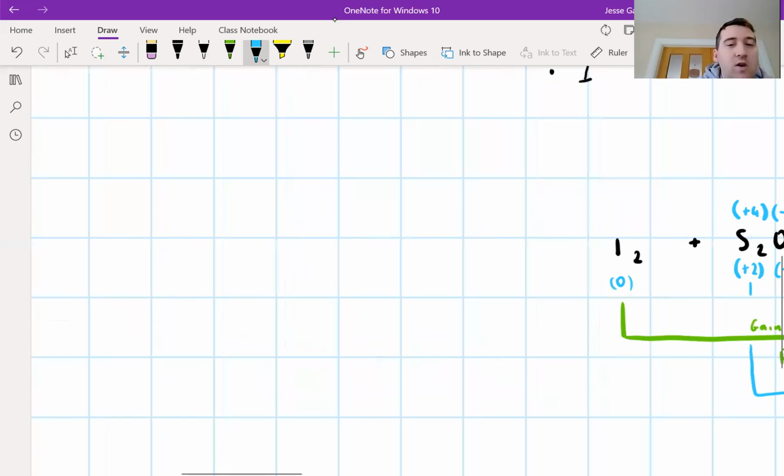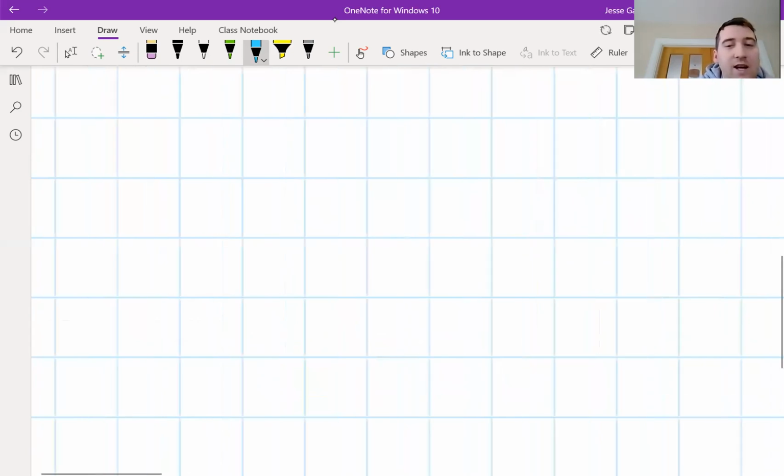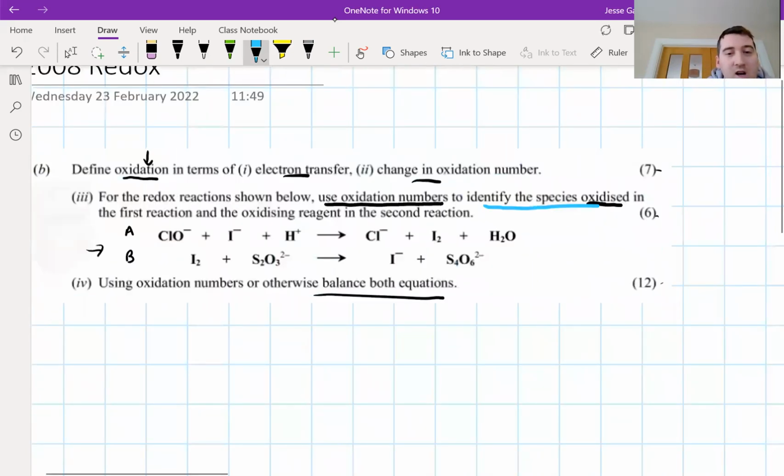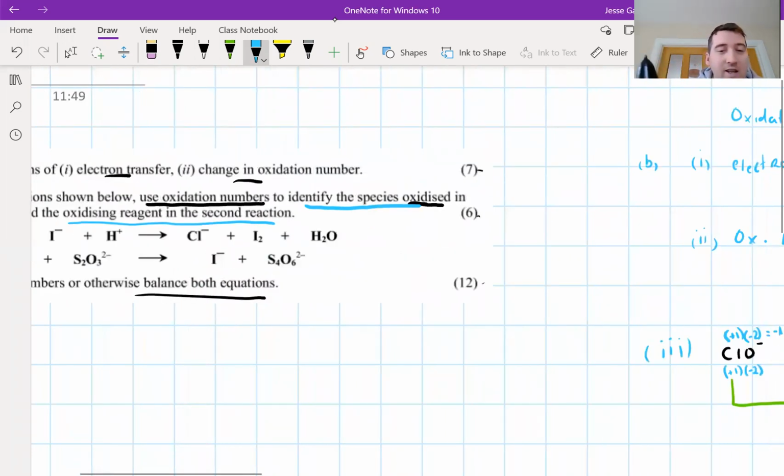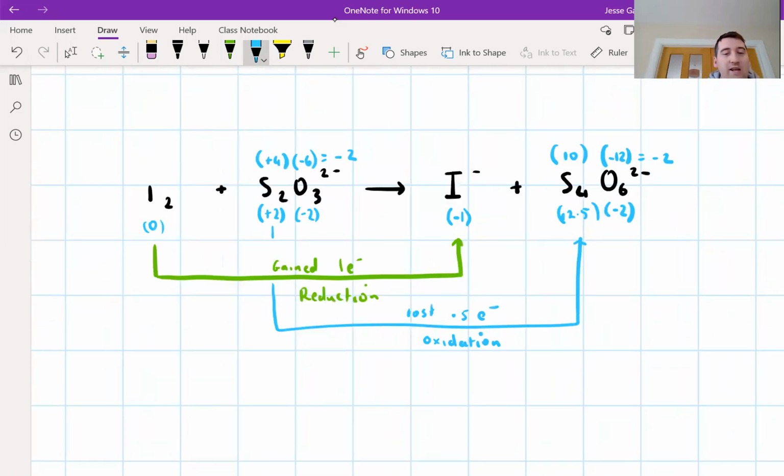Right, going back to the question to double check again, what did they ask for? They asked to identify the oxidizing reagent in the second reaction. The oxidizing reagent itself is the thing that gets reduced. So whatever gets reduced is the oxidizing agent. I'm seeing that it's the I2 that gets reduced, so it must be the oxidizing agent. So I2 is the oxidizing agent. Right, so take a minute to double check over what we did there and make sure that you understand it.